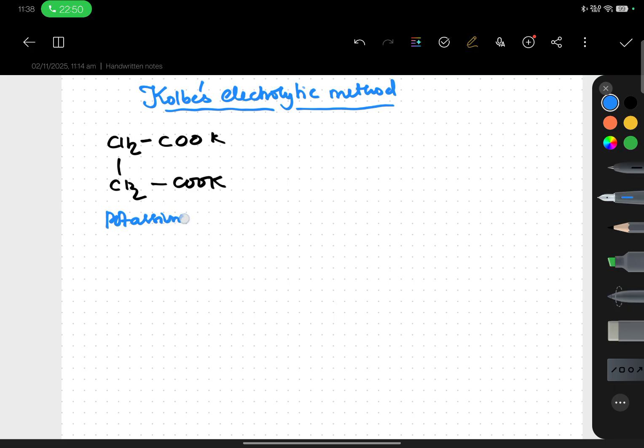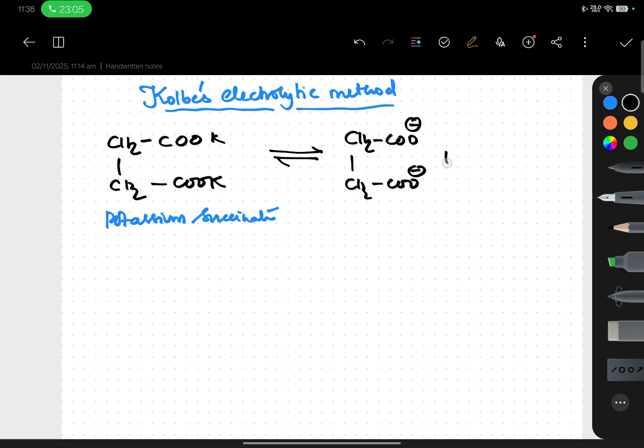Potassium succinate. So when you put this in the water, what will happen? It will form CH2COO minus, CH2COO minus plus 2K plus. Okay, this is succinate ion.